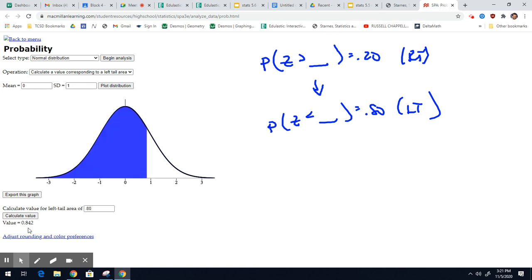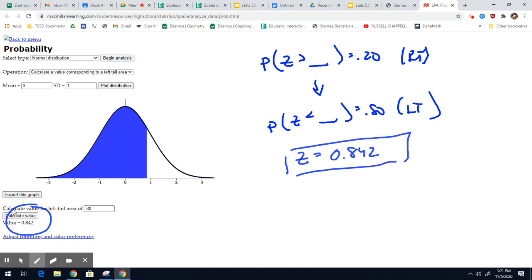And I get a z value of 0.842. That is the z I'm looking for, 0.842. Again, it is the same z that corresponds to the area less than it of 0.80. And it's the exact same z where the area to the right of it is 0.20. Okay, so again, this is that whole right tail, left tail understanding. Hopefully that makes sense to you.